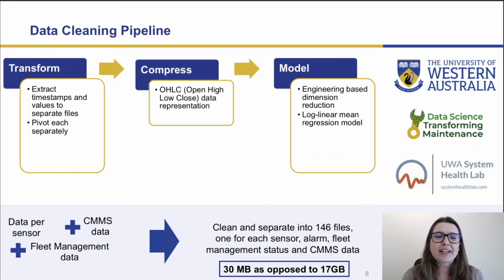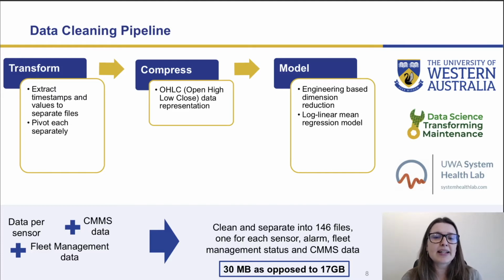So let's have a look at our data cleaning pipeline. All this is done in Python. In reshaping the data, we extract timestamps and values to separate files and pivot each file separately. We do the same for the SMMS and the fleet management data. This results in 145 files per excavator, each with a time column and a value column.